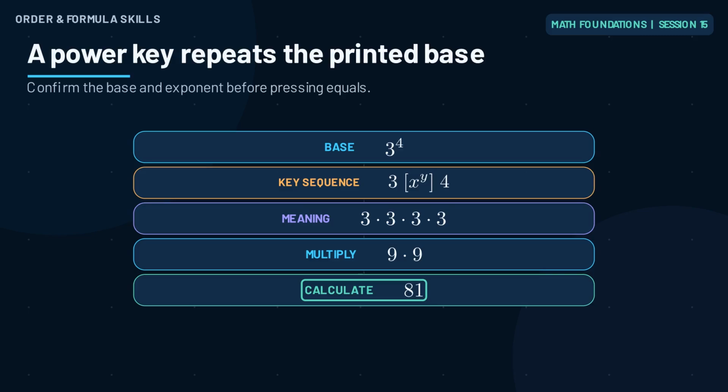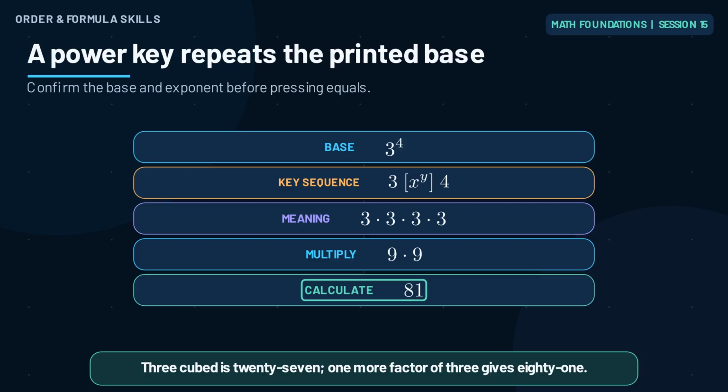3 is the base, and 4 is the number of repeated factors. Because 3 cubed is 27, one more factor of 3 should produce 81. Confirm the base and exponent before pressing equals.